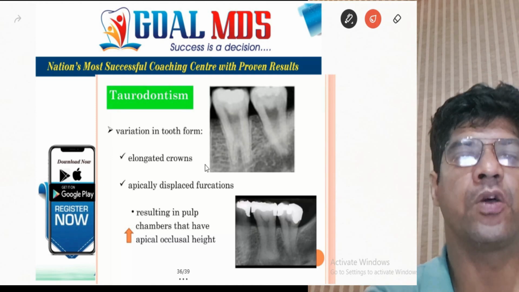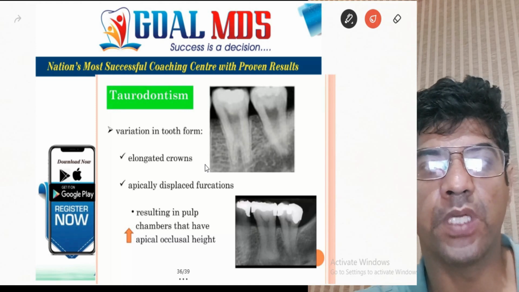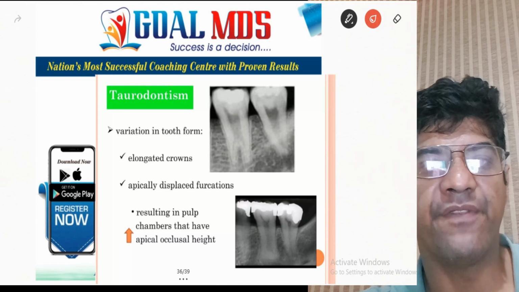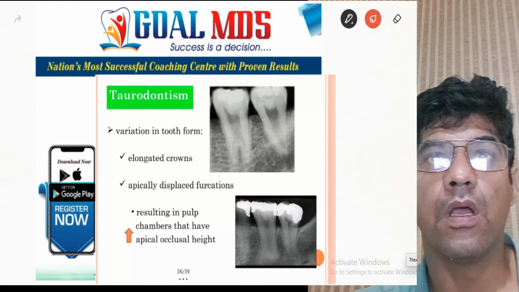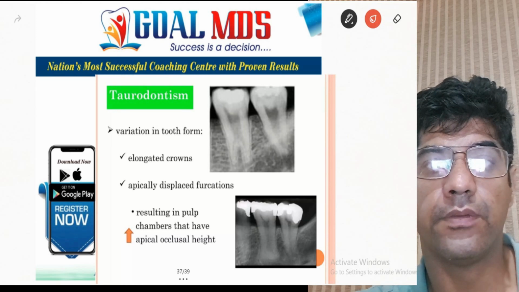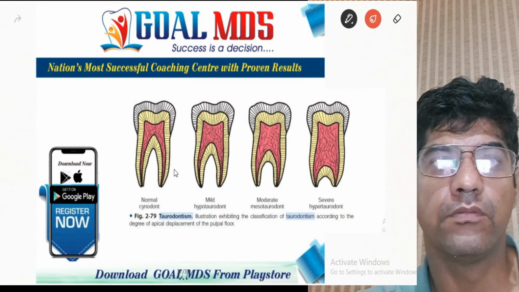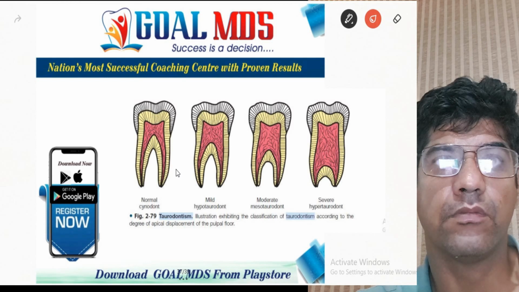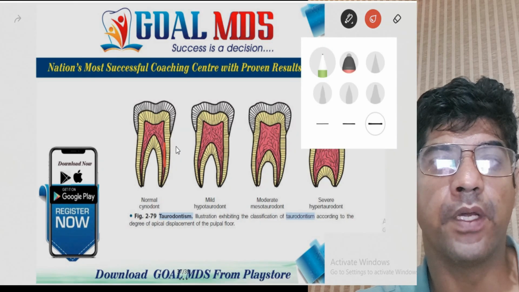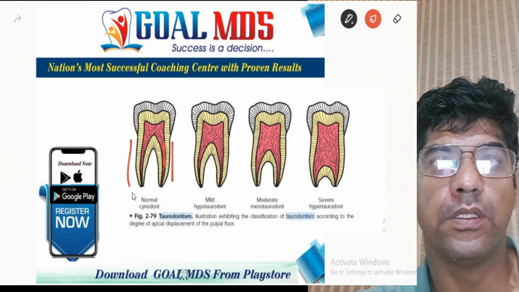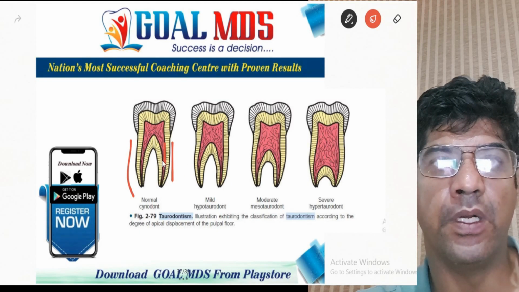Other is taurodontism. So what is taurodontism? Imagine a tooth that looks a bit different from the usual ones. In taurodontism, the bottom part, the roots, might be shorter. So in taurodontism, the root part may be shorter.